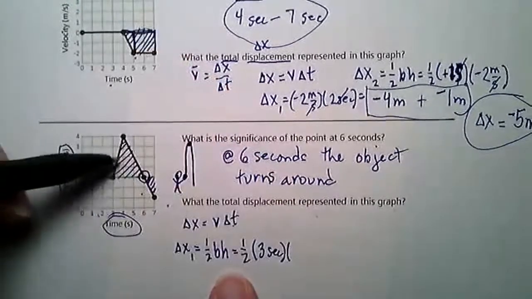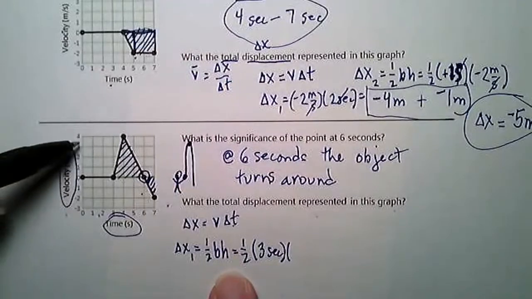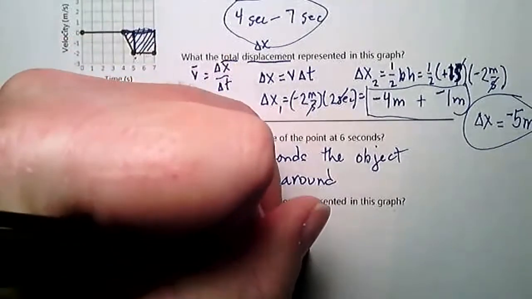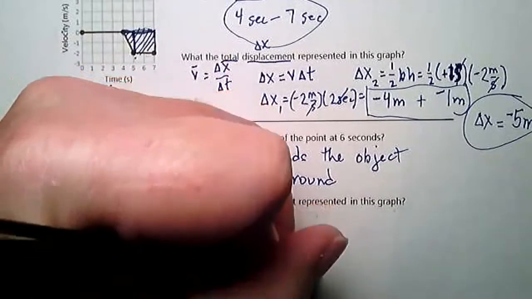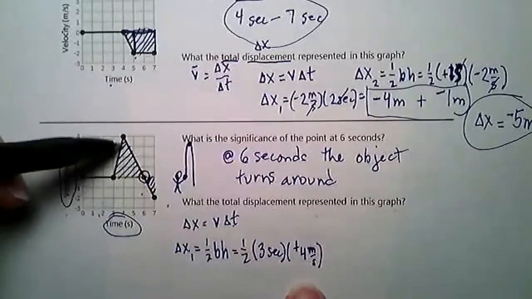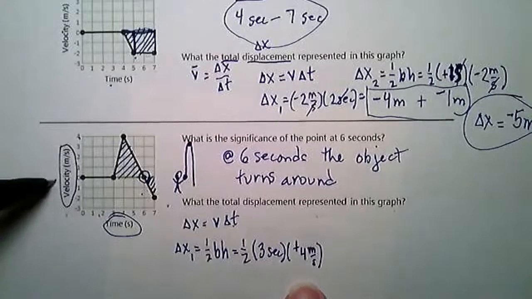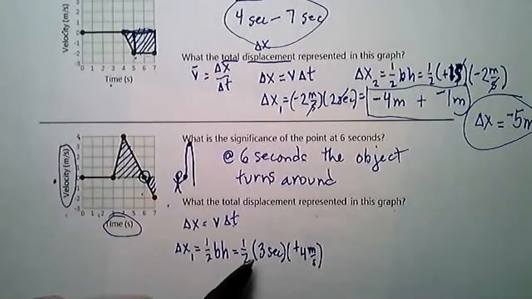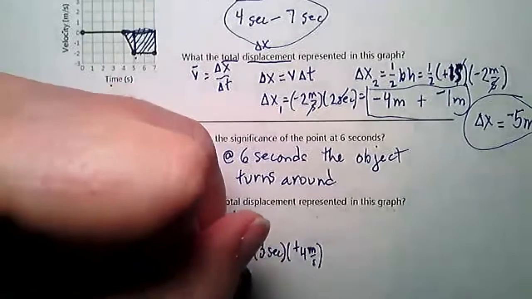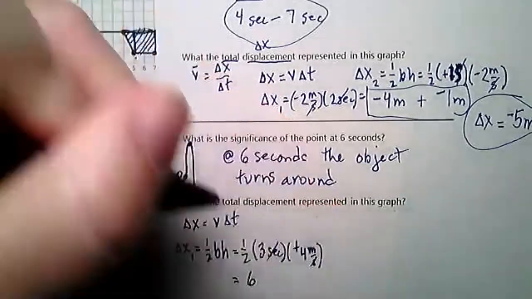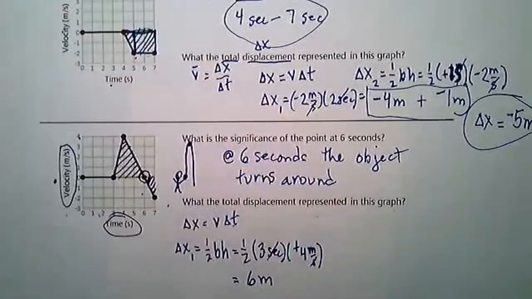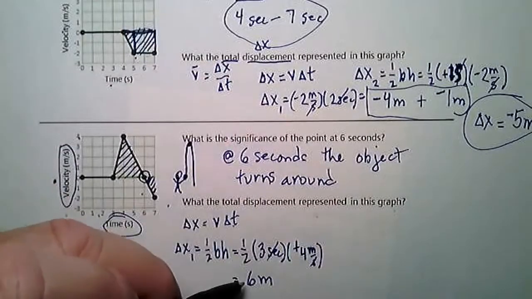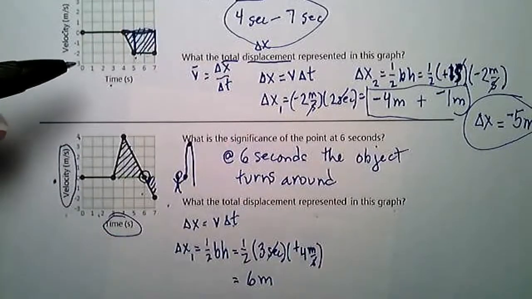Times the height. What's our height here? We went from 0 all the way up to +4. So our height is +4 meters per second. Remember, we're not measuring a distance here. We're measuring a velocity. So this is fairly easy. 3 times 4 is going to be 12, times 1/2 is 6. Our seconds cancel, and we're left with meters. So I know that this right here represents 6 meters of travel, 6 meters of displacement.